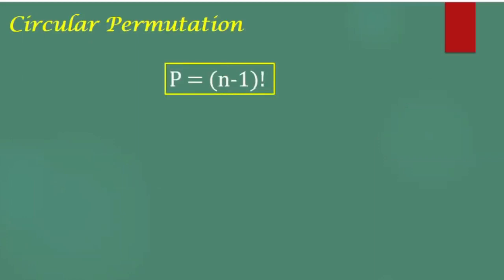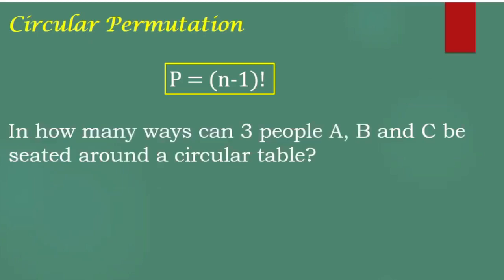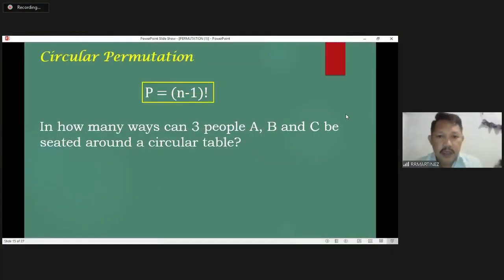Okay? So our formula for circular permutation, we have P equals (n minus 1) factorial. It is very easy to remember because P equals (n minus 1) factorial. Okay? So here is the question. In how many ways can three people, A, B, and Z, be seated around a circular table?